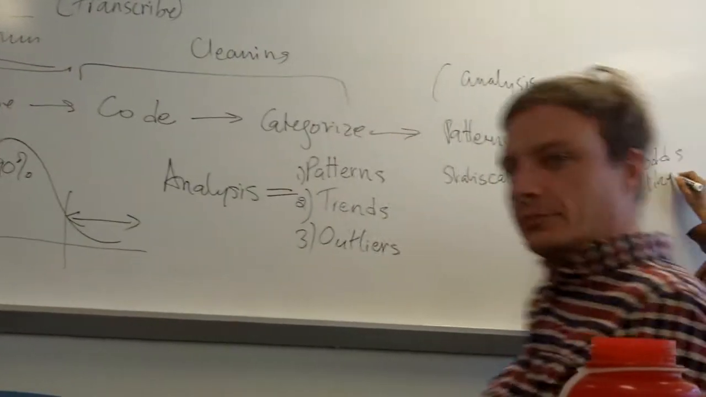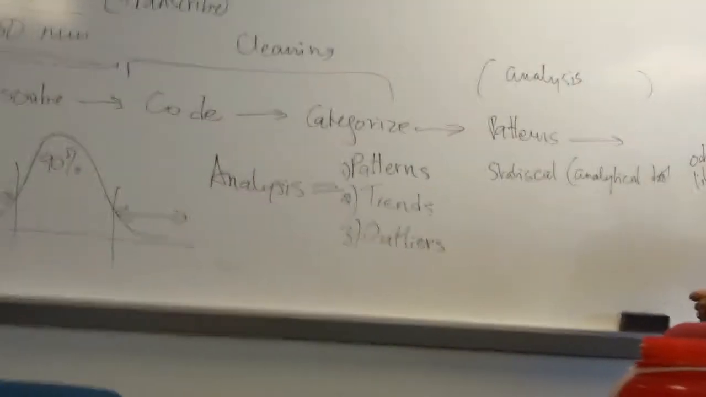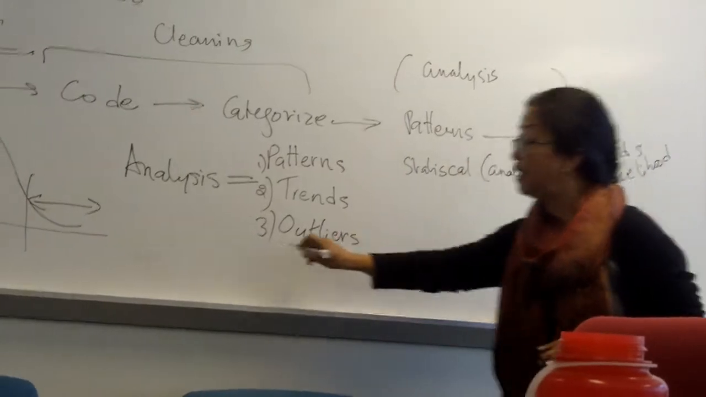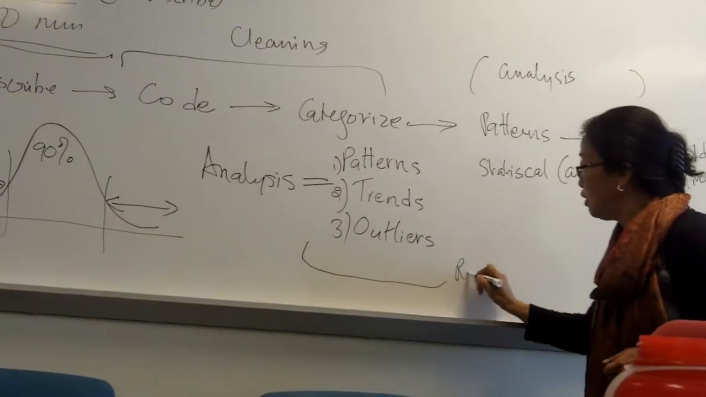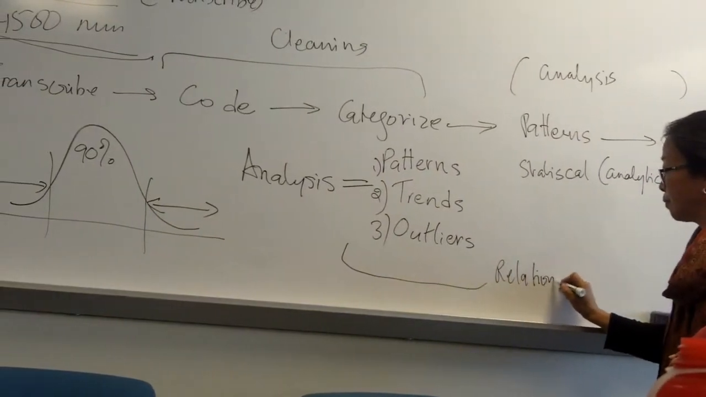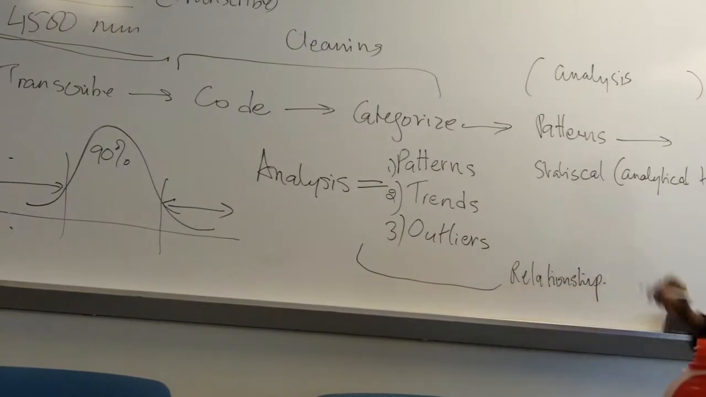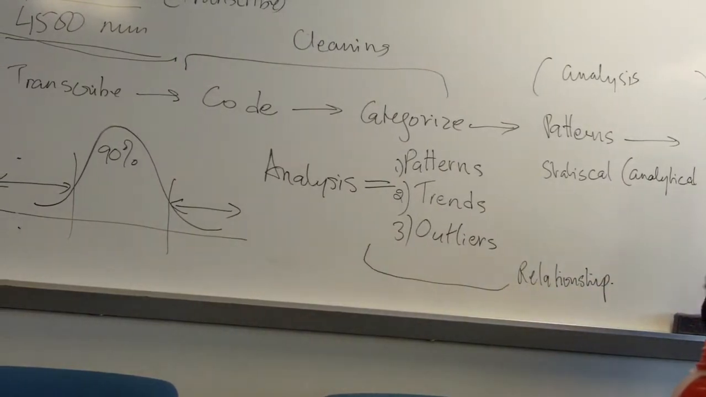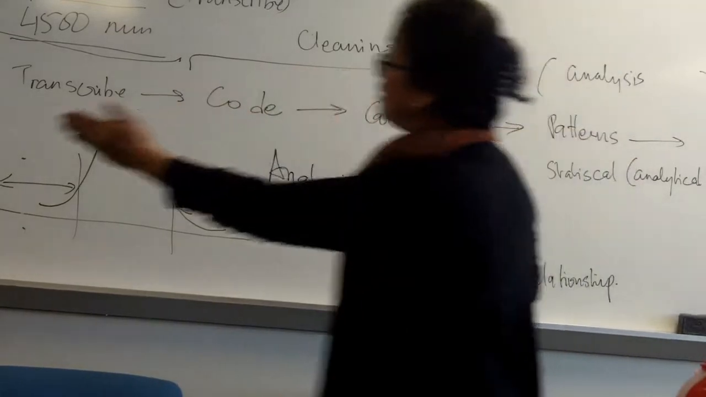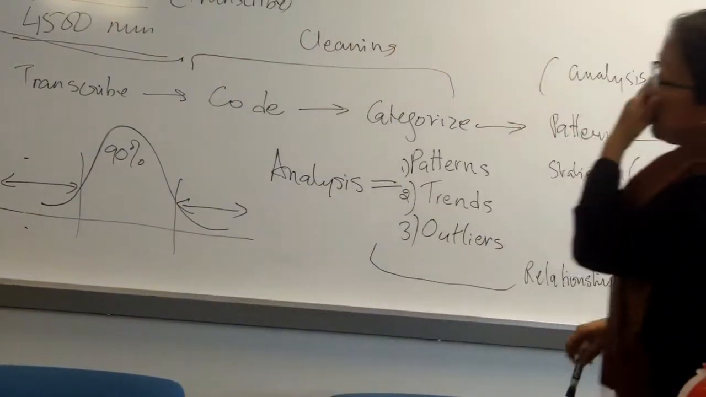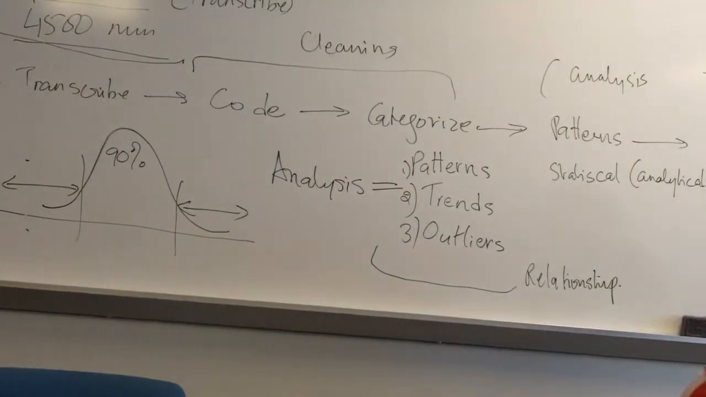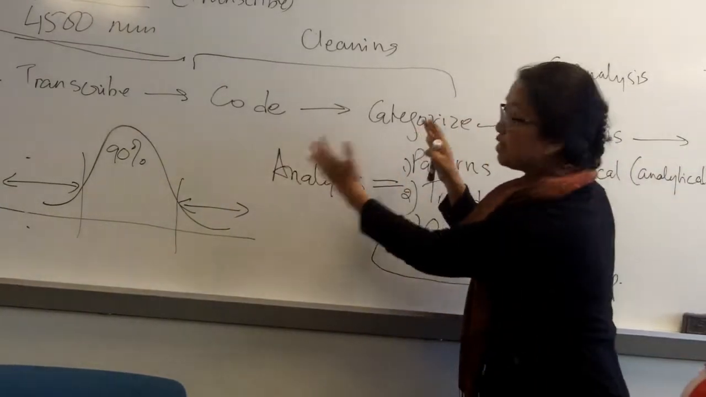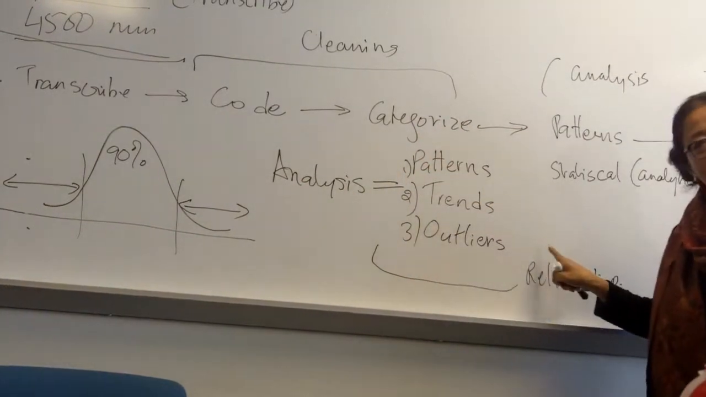Odds, the likelihood. These, and I'm basically talking about relationships. So ultimately what you're doing is you're looking for relationship. That's what analysis is all about. So if you go in and you're interviewing all of these people, until you categorize and code this well, we will not be able to analyze it well.